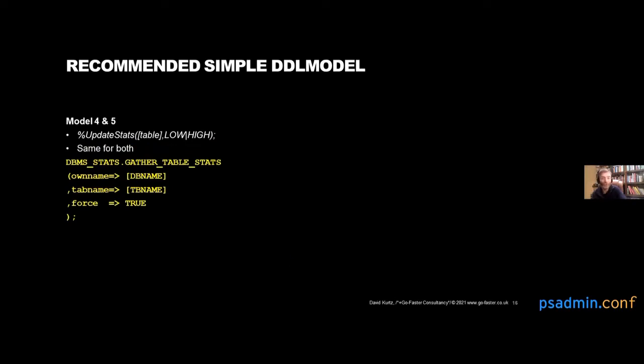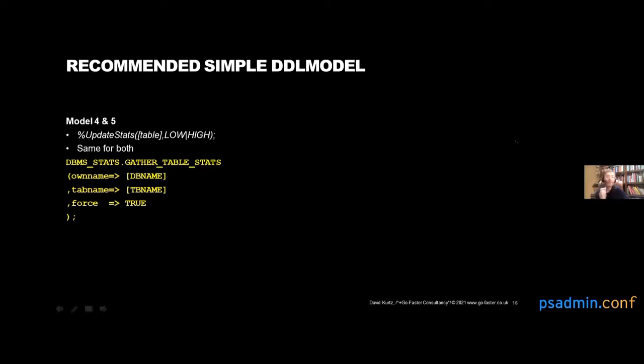What you should have in the DDL model is just this and nothing else. Gather table stats, owner and table name, and that's it. And false equals true in case you lock the table. Why would you lock the table? I'll explain in a minute. So anytime a PeopleSoft process collects stats, that's what it should do. It should call the DDL model and do this.